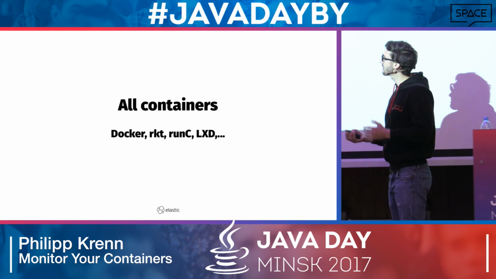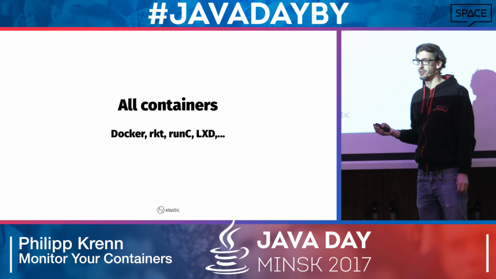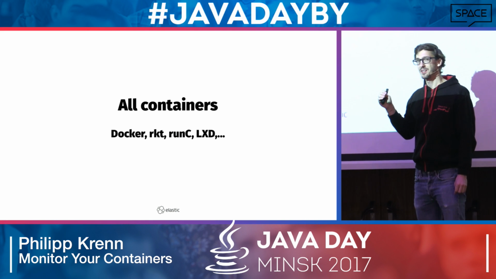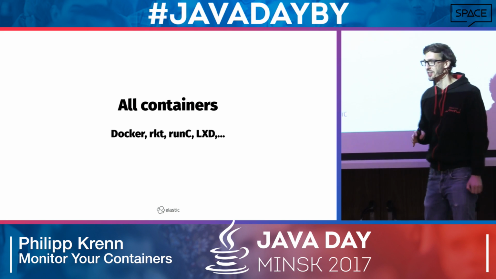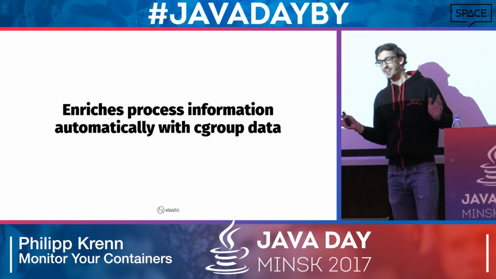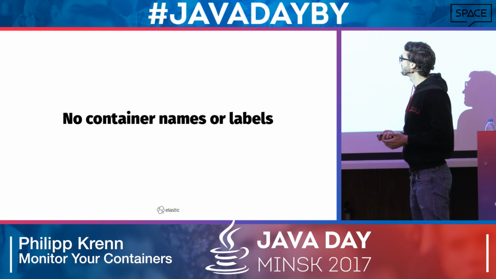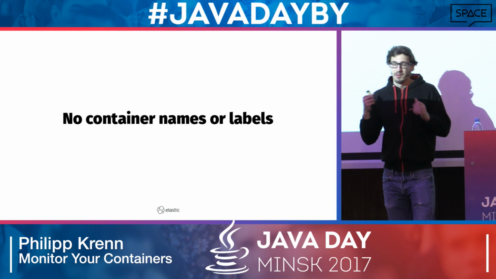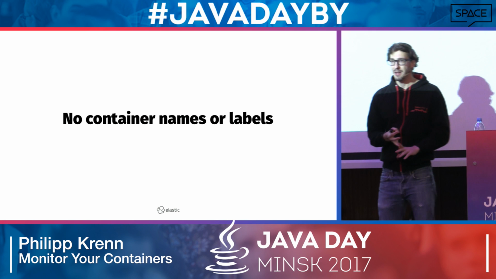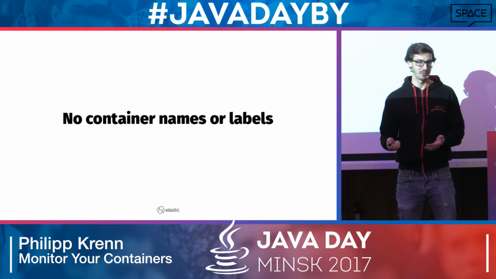And another advantage is that we support all the container technologies, since proc is very generic. Is anybody using anything else than Docker? Any other runtimes? Yeah, that's pretty much the common picture. Everybody just cares about Docker, which is fine. That works as well. We just use the cgroup information, and we enrich our stuff. The main downside is we don't support anything that is Docker specific. So Docker labels and names, we cannot really support them because we're just using the generic proc information.